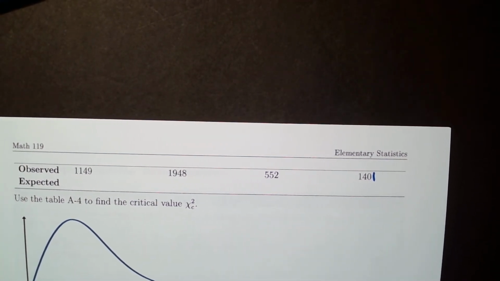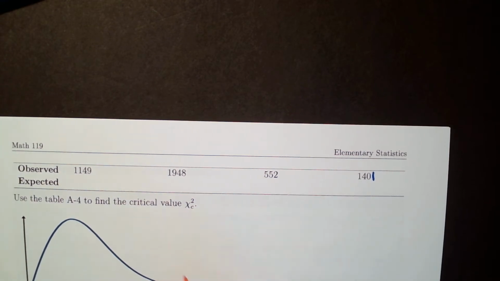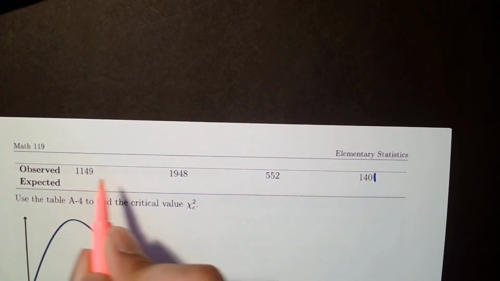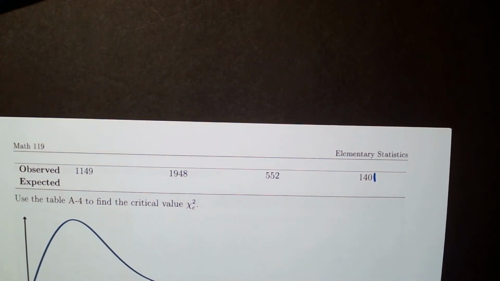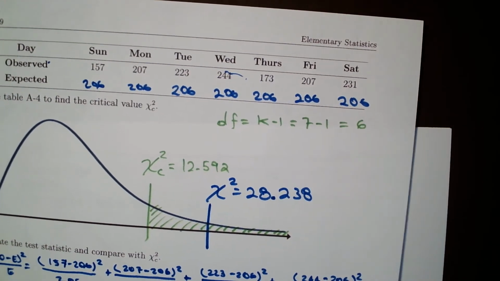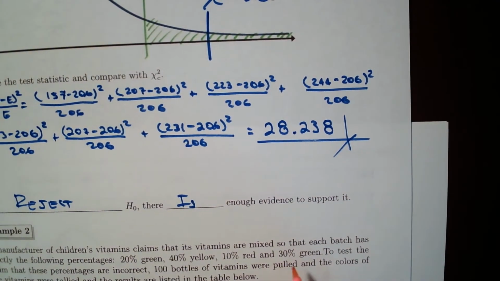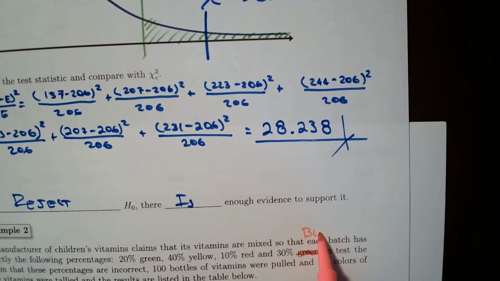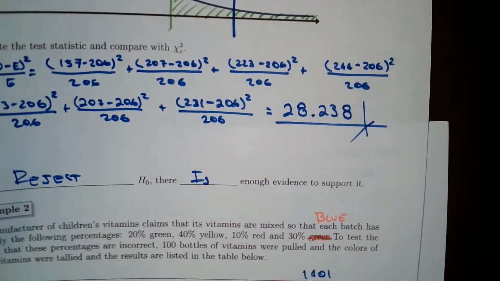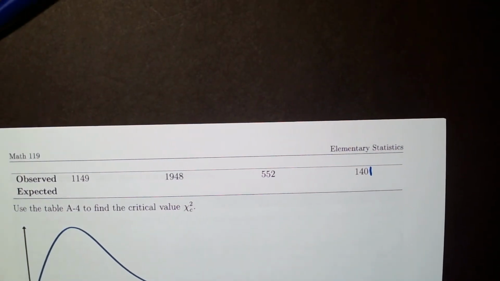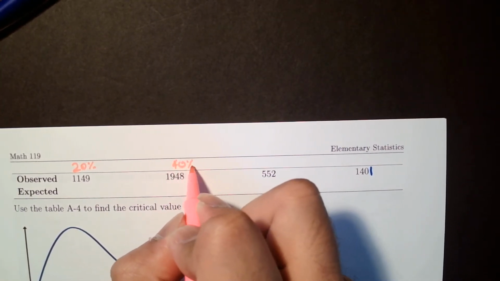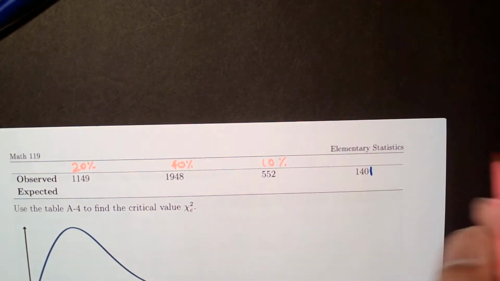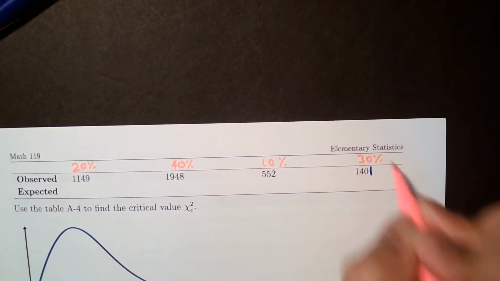There is some proportion for each green, yellow, red, and do I have another green? Do I have two greens? Maybe I should have used a different color. So green, yellow, red, and I'm going to put blue. Okay, the corrected PDF will have that blue. Well, in this case, we have 20% of this, 40% of this, 10% of this, and 30% of this.